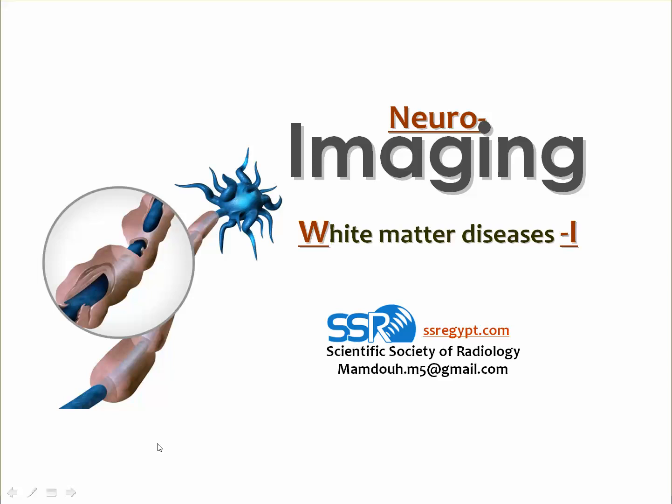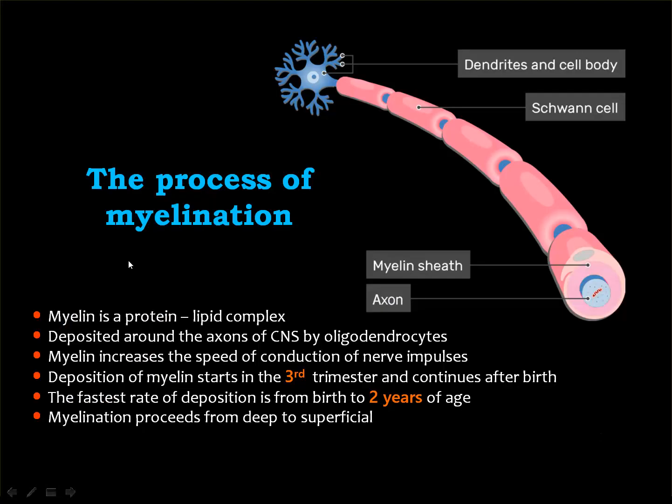Demyelination next. Okay. Then you know that the process of myelination starts inside the uterus, and the axons are covered by myelin, and this myelin is a protein lipid complex. This will start in the third trimester and continue after birth and is completed by the age of 2 years. Usually it is completed by the age of 2 years, but it may be delayed more than 2 years.